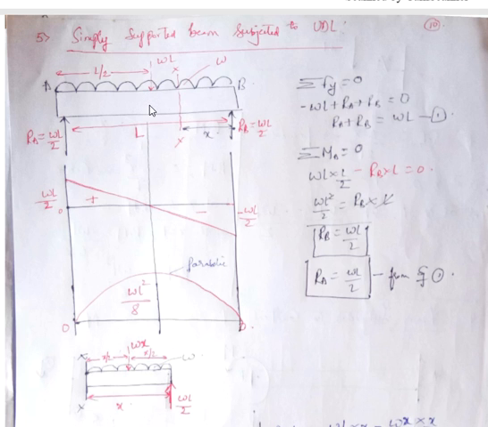Then you can directly consider this force to be split into two halves. One half will go to this reaction and the other half will go to this reaction. This you can use as common sense, otherwise you can directly calculate, but from your examination point of view we need to calculate the reactions using this method. Once I get RA and RB, I am going to write it here. RA is WL by 2 and RB is also WL by 2.